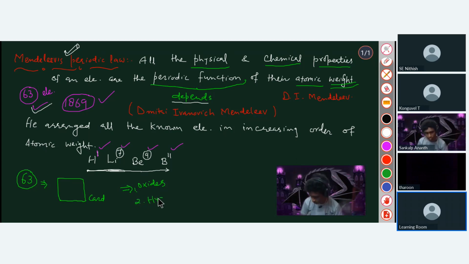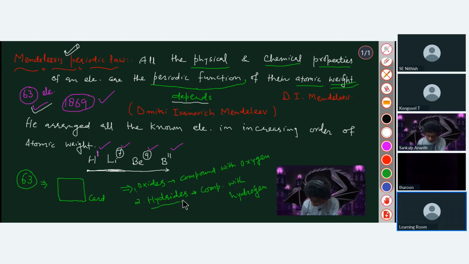So can you tell me what are oxides and what are hydrides? We can say an oxide is simply a compound with oxygen, right? Any element, when it forms a compound with oxygen, that's your oxide. Hydride means compound with hydrogen. Exactly, compound with hydrogen. So all these 63 elements, he studied their oxides and their hydrides.